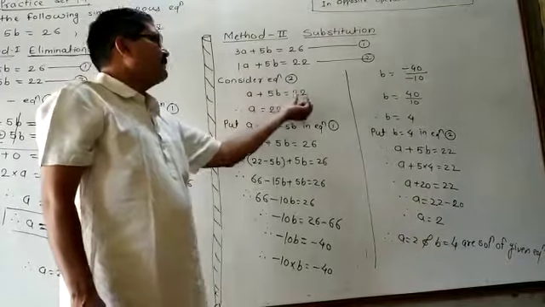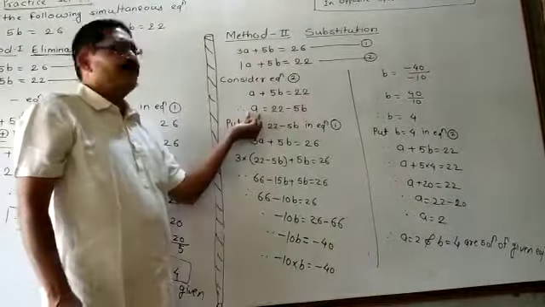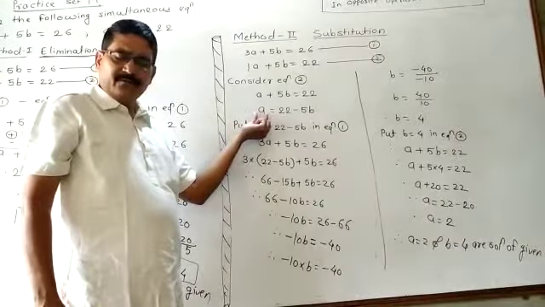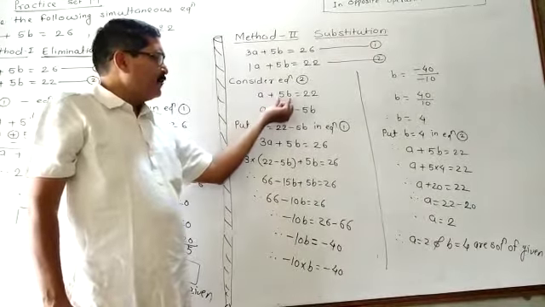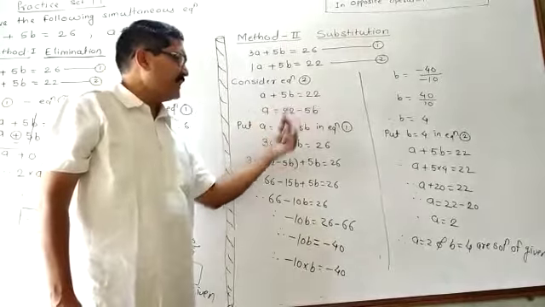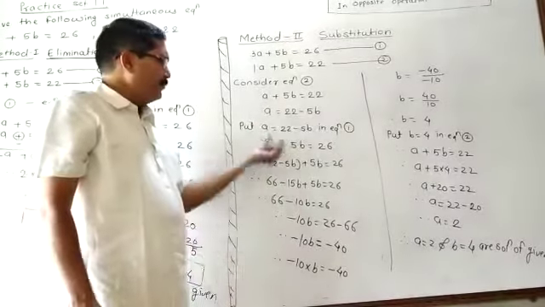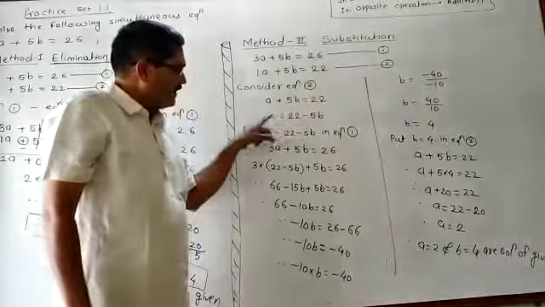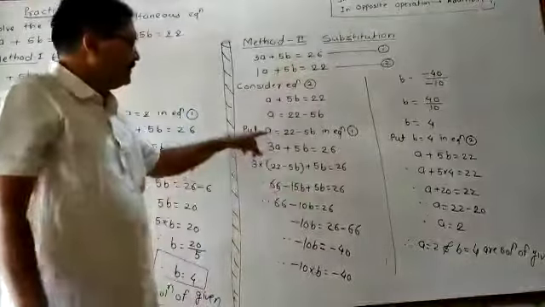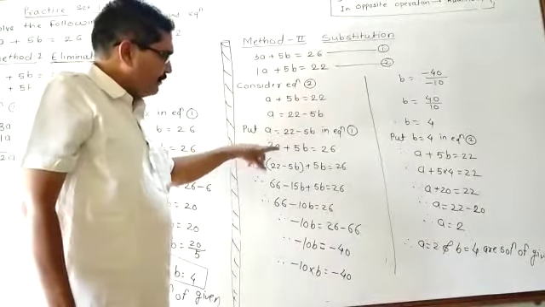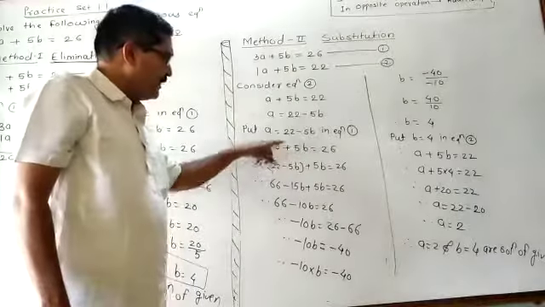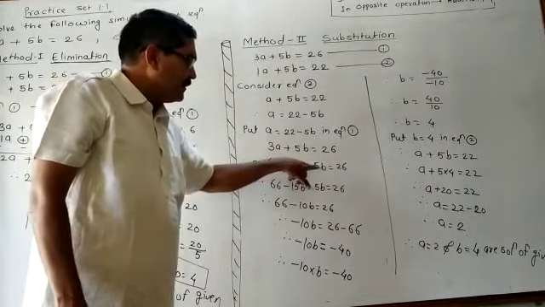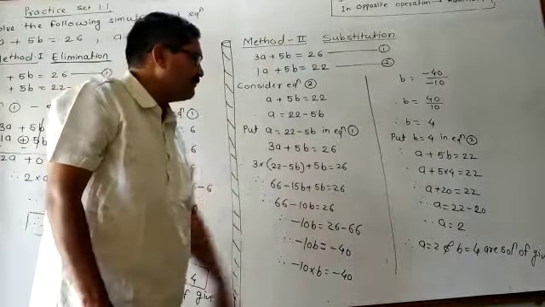Consider equation 2: a plus 5b is equal to 22. You have to find the value of one of the variables, so find the value of a. A is equal to, you have to transpose this plus 5b to that side, and it becomes minus 5b. You have to put a is equal to 22 minus 5b in equation 1. That time, 3a plus 5b is equal to 26. The value of a is 22 minus 5b, so 3 multiplied by (22 minus 5b) plus 5b is equal to 26.